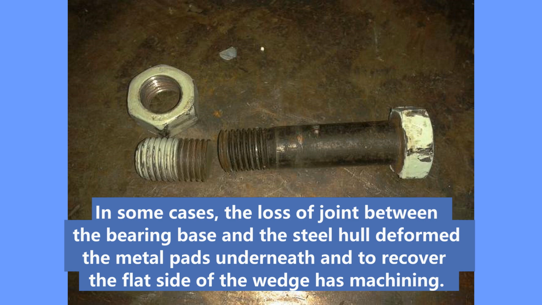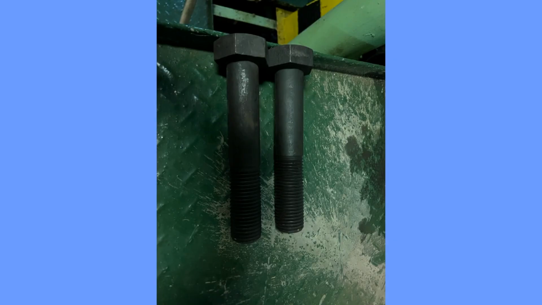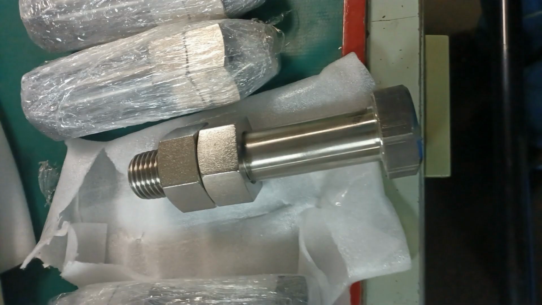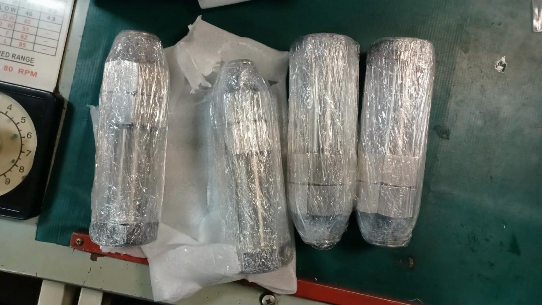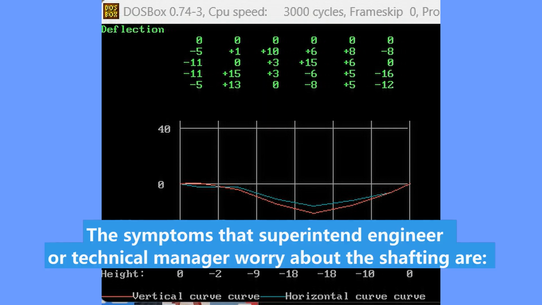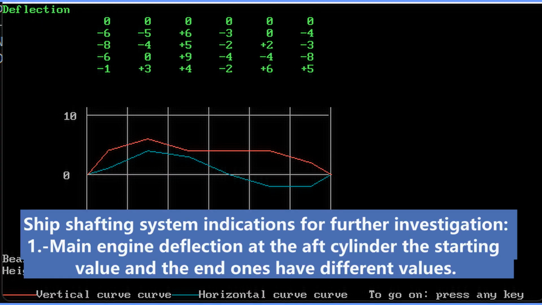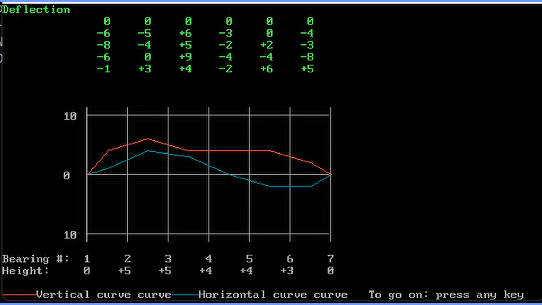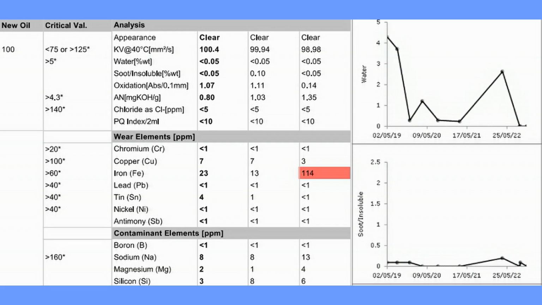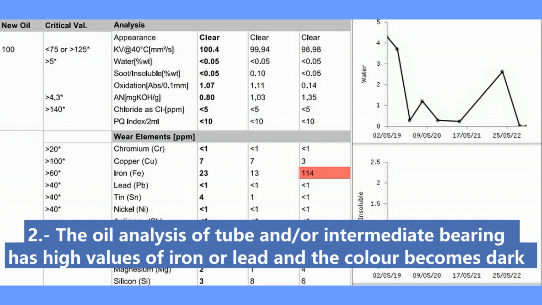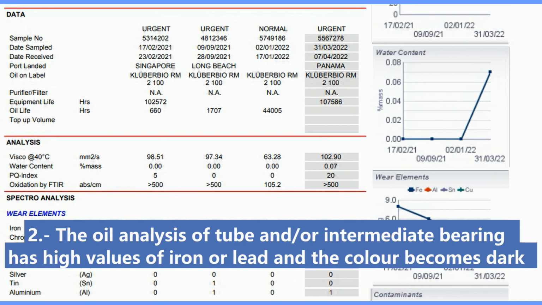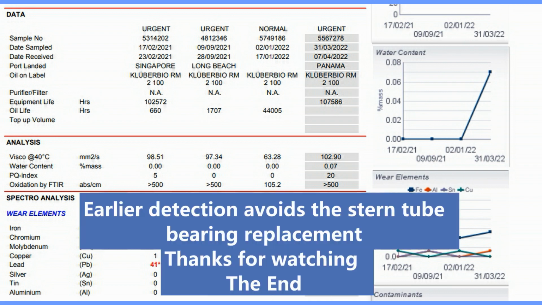The symptoms that the superintendent engineer or technical manager worry about the shafting are: ship shafting system indications for further investigation. 1. Main engine deflection at the aft cylinder at the starting value and the end ones have different values. 2. The oil analysis of tube and slash or intermediate bearing has high values of iron or lead and the color becomes dark. Earlier detection avoids the stern tube bearing replacement.